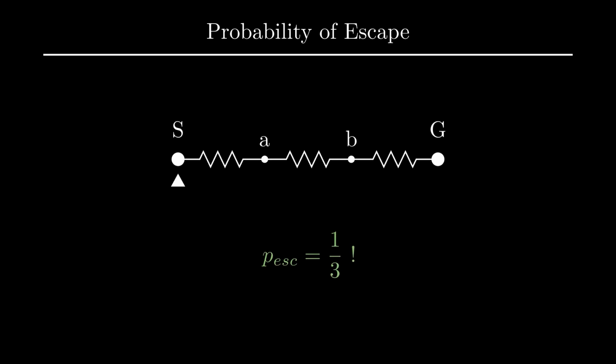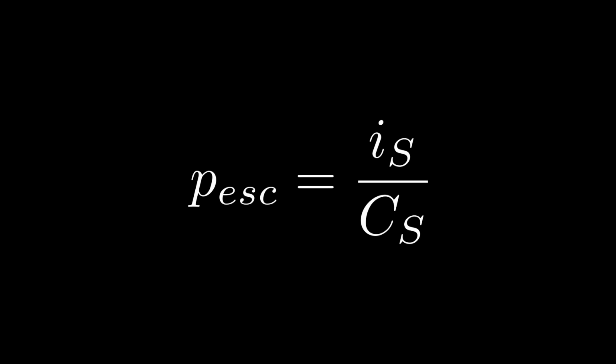And just like that, we've calculated our first probability of escape. It turns out that probability of escape can be calculated by I of S over C of S, or the total current going out of the source over the total conductance of its connections. At first glance, this seems a bit weird and disconnected from what we know. But if we take a moment to really play with how we might derive this relationship ourselves, it turns out to be a lot more intuitive than it seems. I'll also leave a link in the description for that.